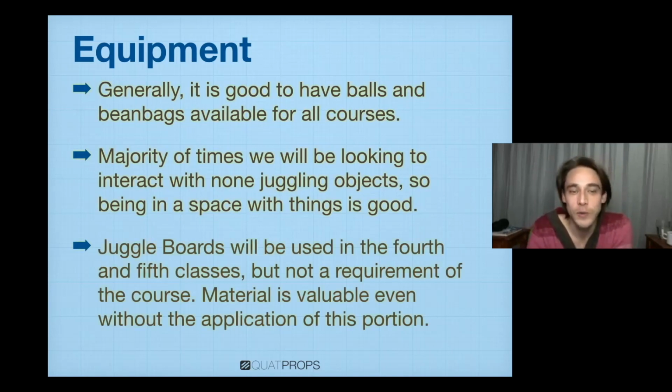And then juggle boards will be used. We will concentrate activities with the juggle board during the 4th and 5th classes, but they're not required. If you don't have one, there are a lot of ways to improvise and create, and maybe we can focus during Q&A if anyone is struggling with that. It's not hard to construct this idea. It doesn't have to be perfect. So if you don't have the board, that's okay.